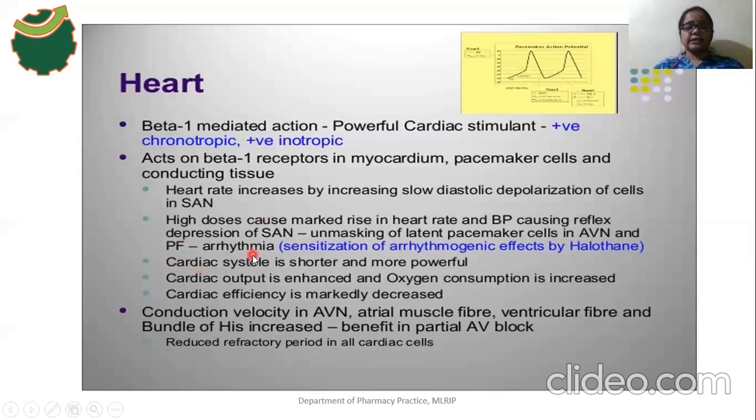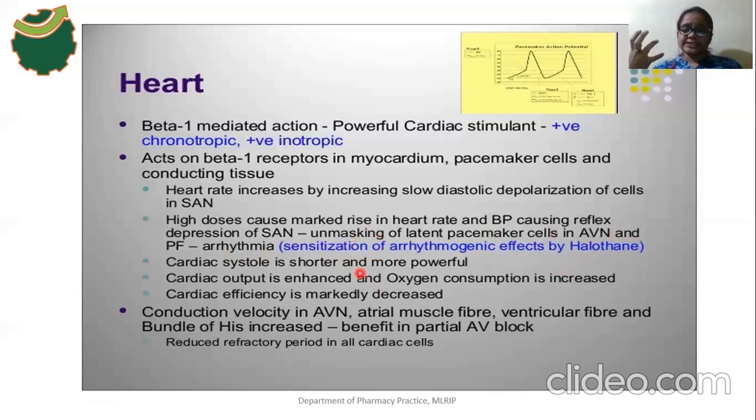And in the case of general anesthetics, for example halothane and chloroform, these drugs sensitize the heart, and what will happen?